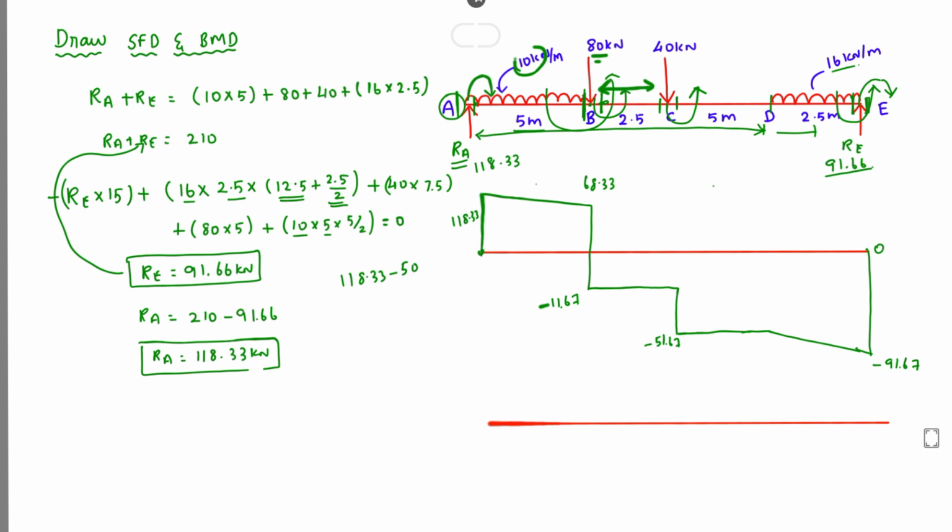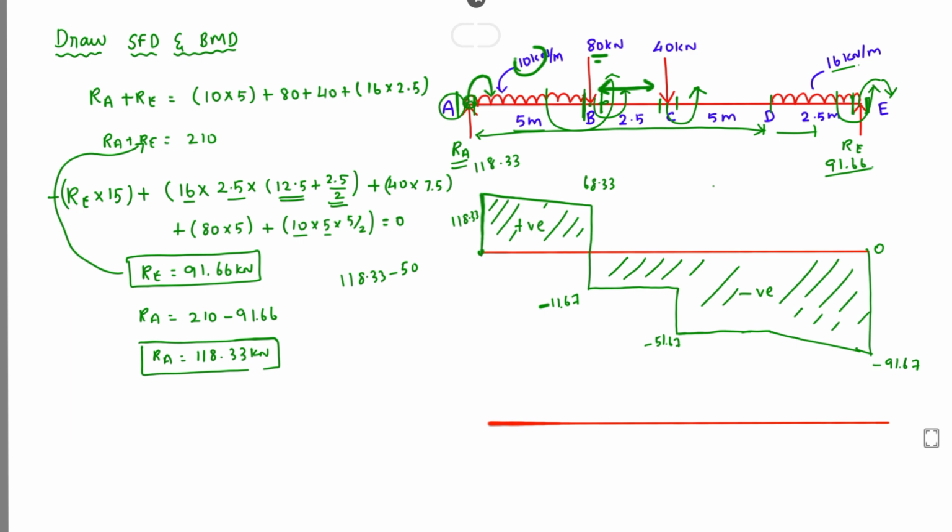Okay, so this is the positive shear force, and here is a negative shear force. Okay, so this is the shear force diagram. Likewise we can find out the bending moment and draw the bending moment diagram. In the bending moment, we don't want to take the left side or right side of a point. We can simply take the A point.